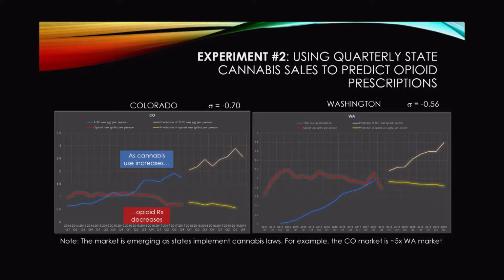So here you can see from the charts, the blue curve is the actual cannabis use curve. So that's in general increasing for both states. Because we only have 2 states data for the cannabis.